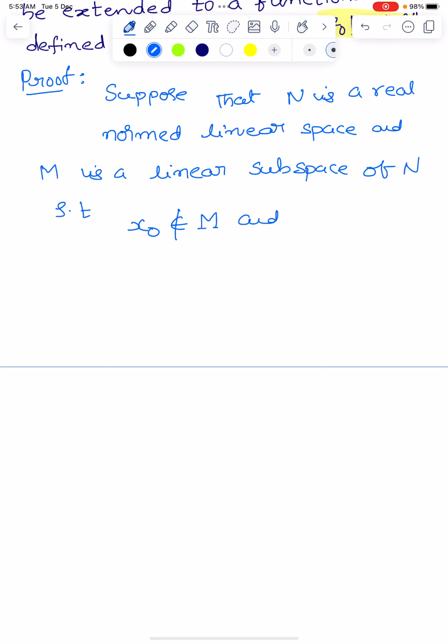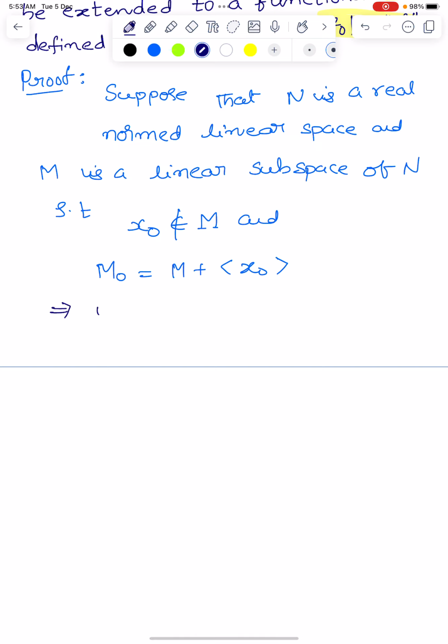And M is a linear subspace of N such that there is a vector x naught that does not belong to M, and M naught is equal to M plus generator x naught. It means M naught is generated, or spanned, by M plus x naught.